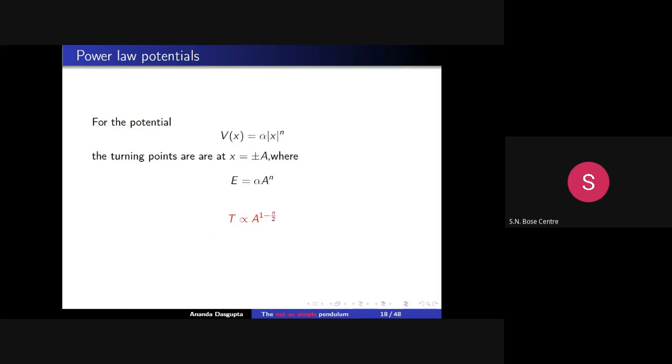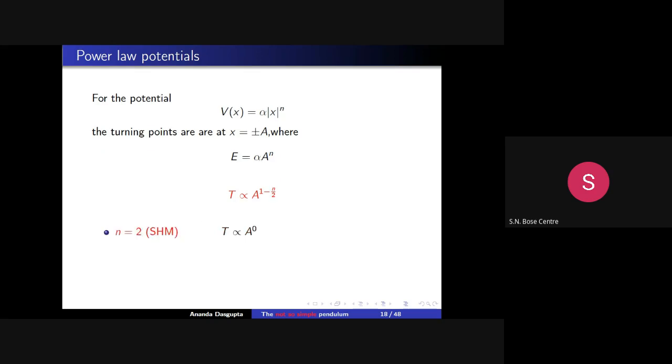Okay. So our interest is in how time period depends on amplitude. That's a to the 1 minus n by 2. So, of course, if n is 2, this is exactly a to the 0, the isochronous case. For a cube, where you actually take mod x whole to the 3, mod x to the 3 and not x cube. An x cube potential will not have two turning points, right? An x cube potential goes up to minus infinity on the negative side, so it will not be able to confine a particle. We are talking about mod x cube as a potential. The time period goes as 1 over root a, and for n equals 4, the question that I asked, time period is actually inversely proportional to a.